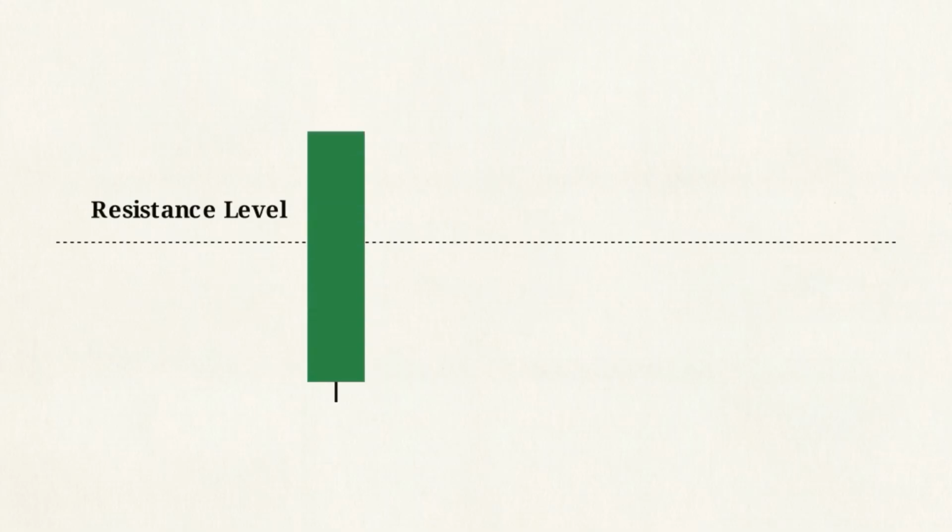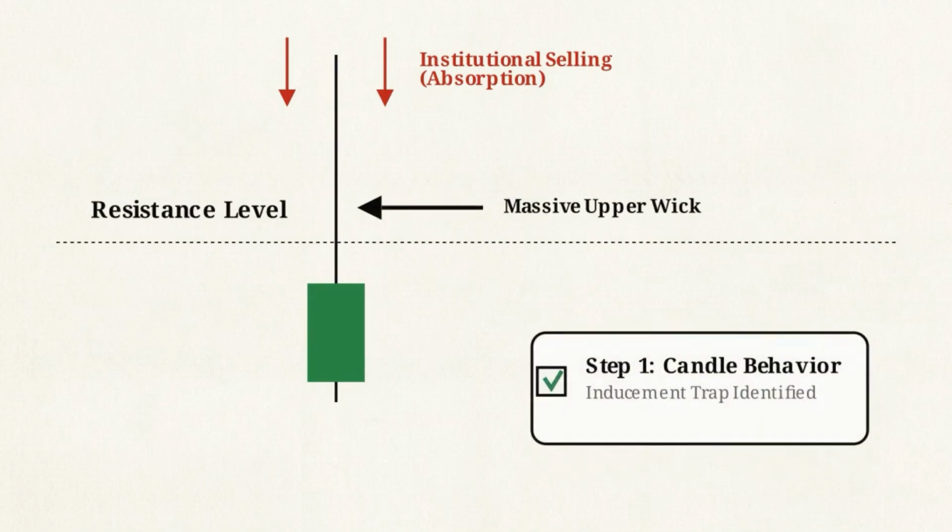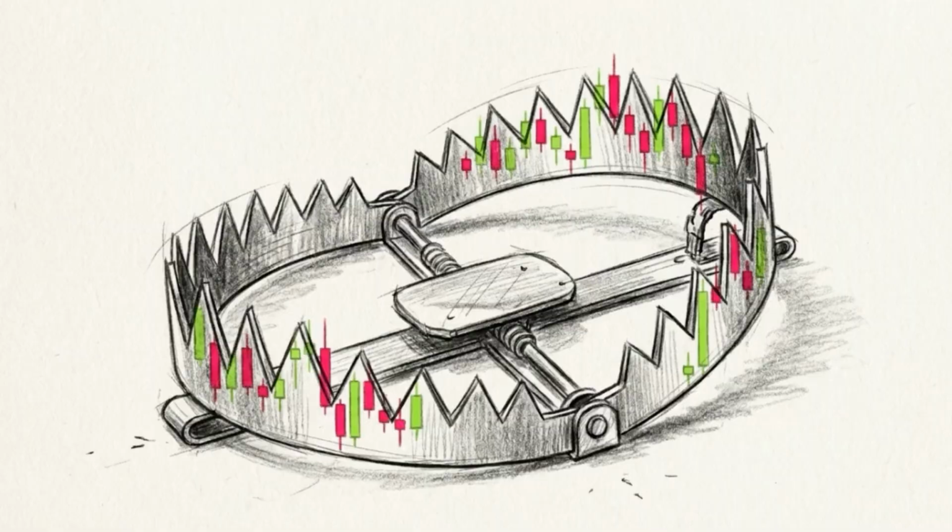The warning sign appears at the close. Watch for a breakout candle that shrinks downward, leaving a massive upper wick. This marks where initial retail buying pressure was absorbed and overtaken by larger sellers before the candle closed. If you ignore the size of the wicks on your breakout candles, you walk straight into the liquidity trap.